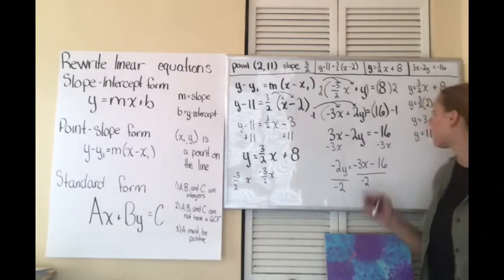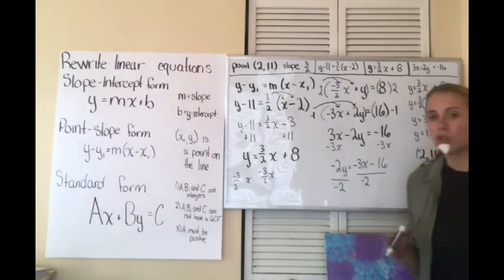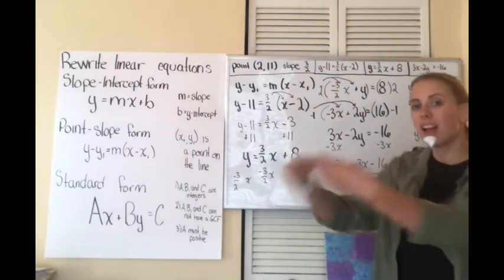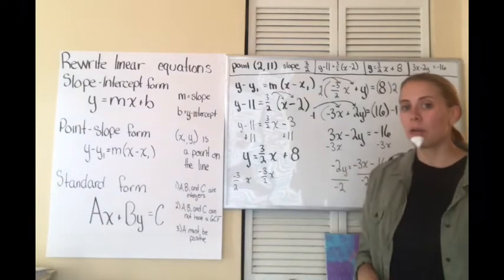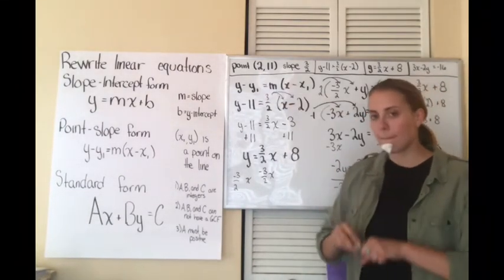So I plugged in an x value, it was 2. And I got out a y value, and it was 11. So you can use any form of this equation to plug in an x value and get out a y value for any point on this line.